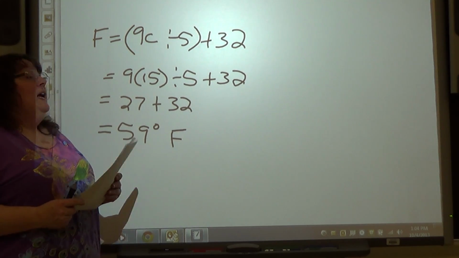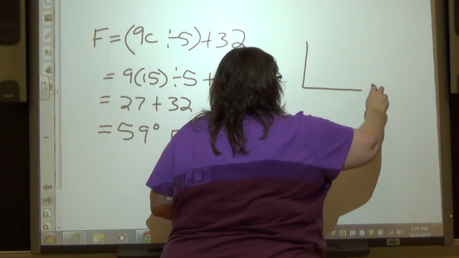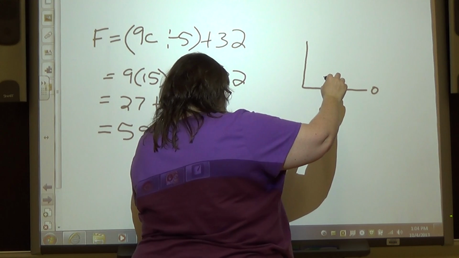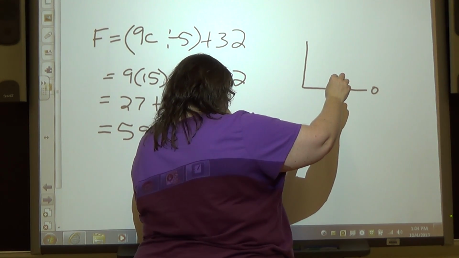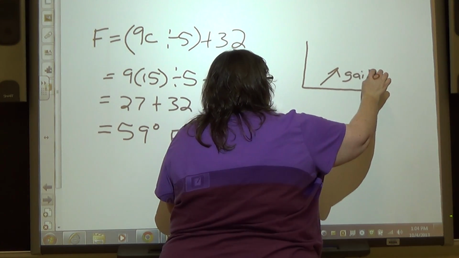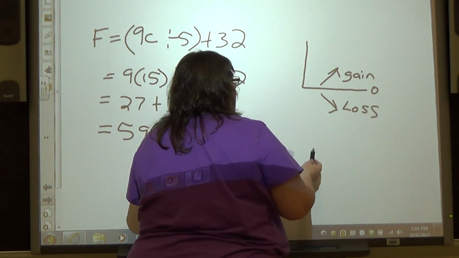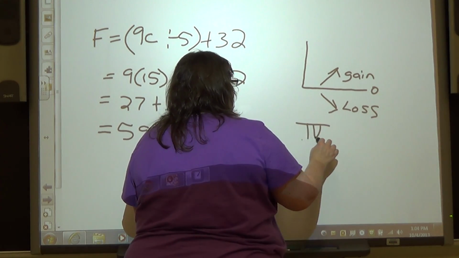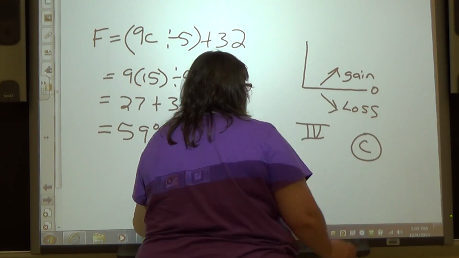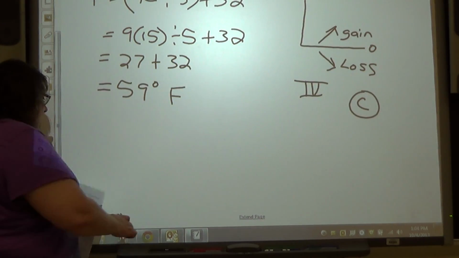Well, if you look at it this way, your 0 is where you stay the same. So your gain, right? Your gain would go positive and your loss would go negative. So this is going to be in quadrant 4, all right? So quadrant 4 is C for your answer. Again, it's multiple choice, worth 1, okay? Next.